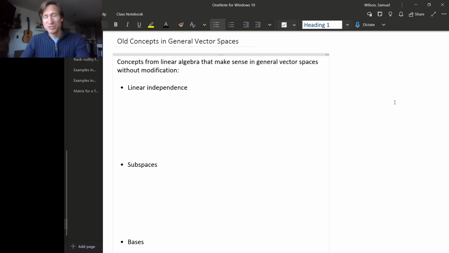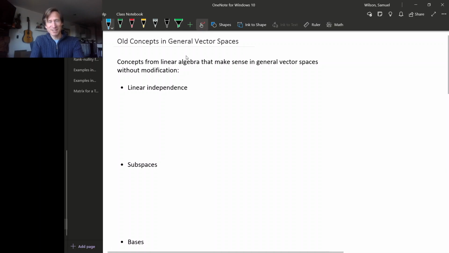If you think back to all of the concepts we defined for the linear algebra of Euclidean vector spaces, you'll realize that almost all of them were defined just in terms of the vector operations addition and scalar multiplication. But for a general vector space, we have those two operations, so we can make all of the same definitions for general vector spaces as we did for Euclidean vector spaces. So here are some examples of the sorts of things we can do.